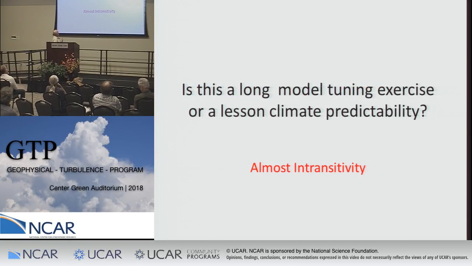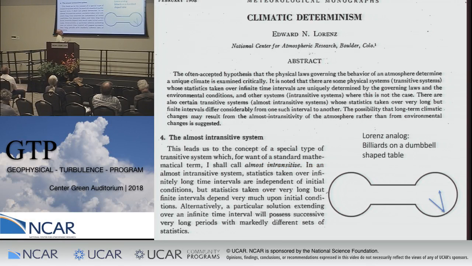All right. Now, the question is, was that just a long tuning exercise, or is it a lesson in climate predictability? And now I want to go back to a relatively old short monograph paper of Ed Lorenz, who talked about intransitive systems, and almost intransitive systems. So transitivity is kind of ergodicity of the attractor, okay? If you have a long record from one trajectory, it's as good as having all the statistics on the attractor.